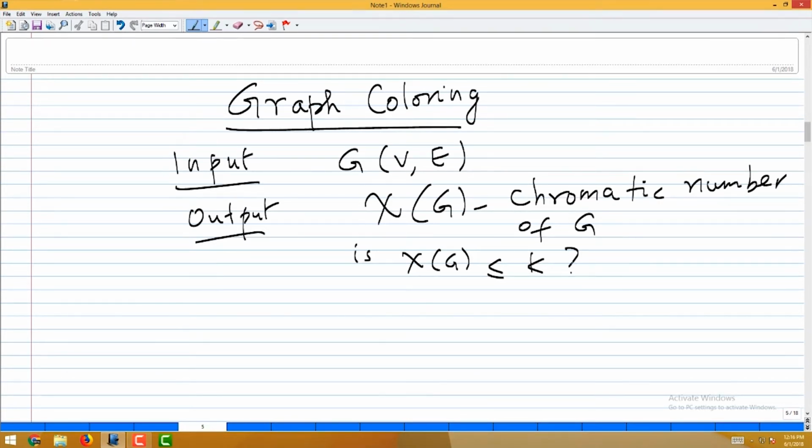So, k power n. So, I try 1, 1, 1, 1, 1, 2, 2, 2, 2, 1 here, 2 here, and all that. So, each vertex has k choices. So, there are k power n different possibilities. So, once you fix one possibility, you can run through your edges and check whether endpoints get different colors. So, brute force gives you k power n.